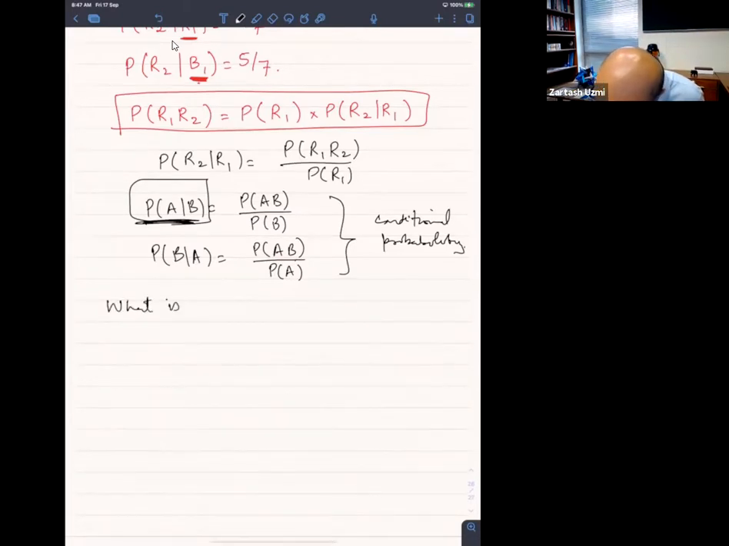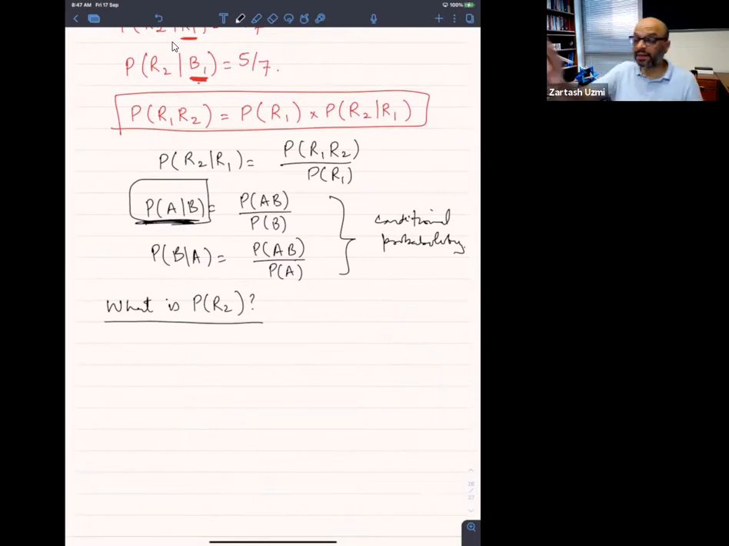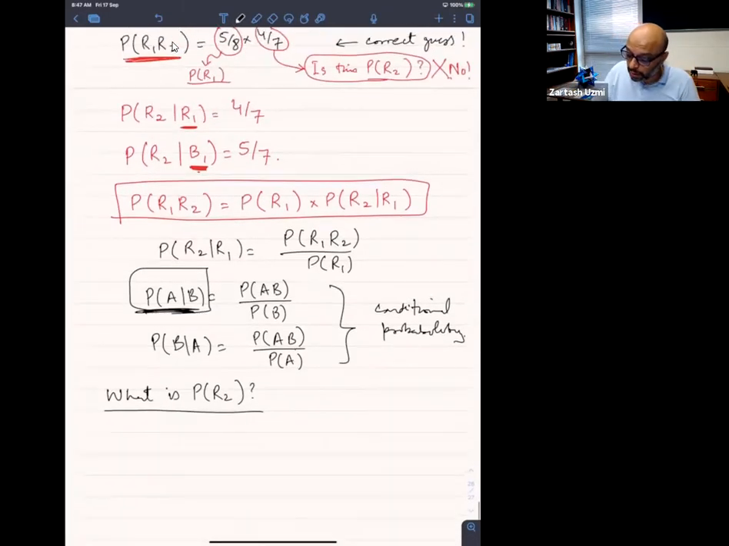I'm going to ask this question. What is probability of R2? Now, this is the probability that the second ball is red. We cannot directly answer this question until we know what happens on the first one. कि पहली वाली बॉल अगर रेड थी तो probability of R2 given R1 कुछ और होगी. अगर पहली वाली जो है वो ब्लैक थी तो probability of R2 given B1 जो है वो कुछ और होगी.